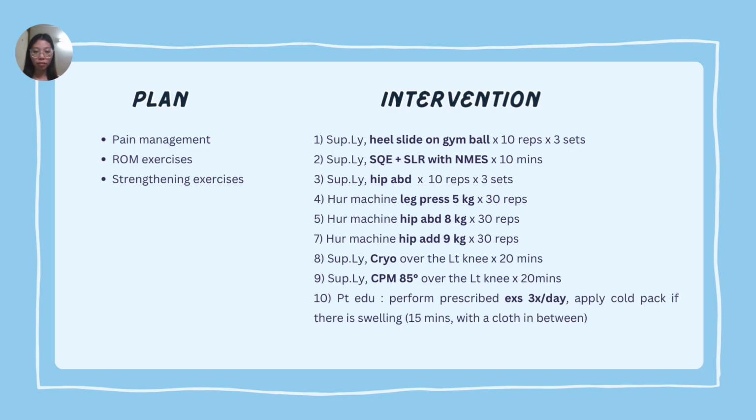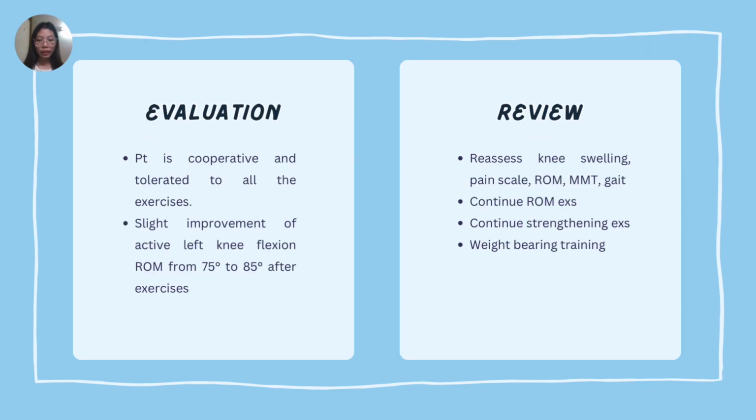For the evaluation, patient is cooperative and tolerated all the exercises, and there is a slight improvement of active left knee flexion ROM from 75 degrees to 85 degrees after the exercises. Review: we want to reassess the knee swelling, pain scale, ROM, MMT, and the gait, and continue the ROM and strengthening exercises as well as weight bearing training.